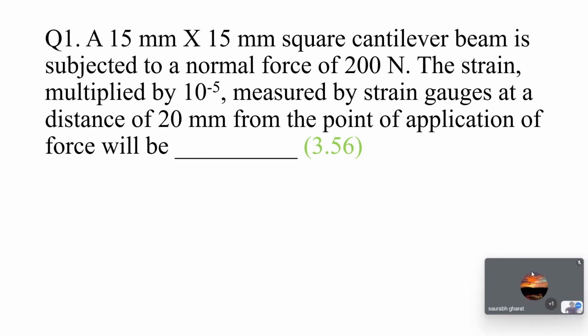A 15 millimeter by 15 millimeter cantilever beam is subjected to a normal force of 200 Newton, and the strain, multiplied by 10 to the minus 5, is measured by the strain gauge at a distance of 20 millimeters from the point of application of the force. We want to find the strain here. We know the formula of strain: epsilon is equal to 6FL divided by E into B into H squared.